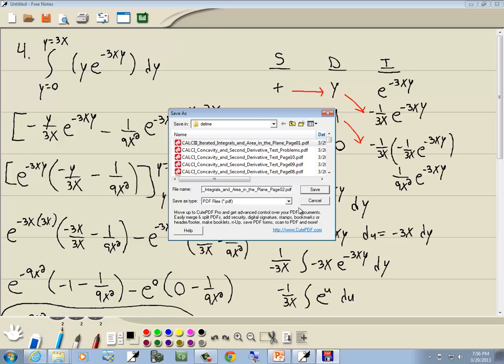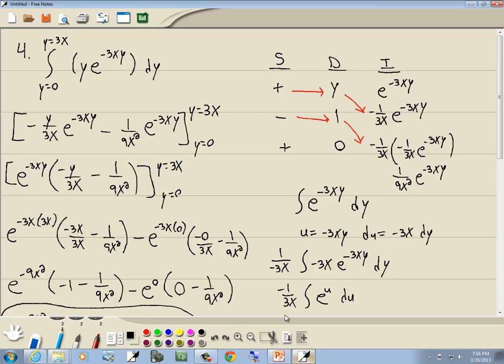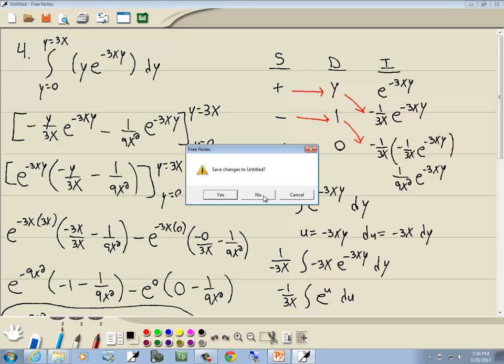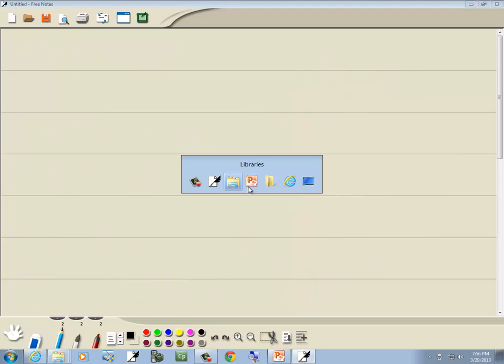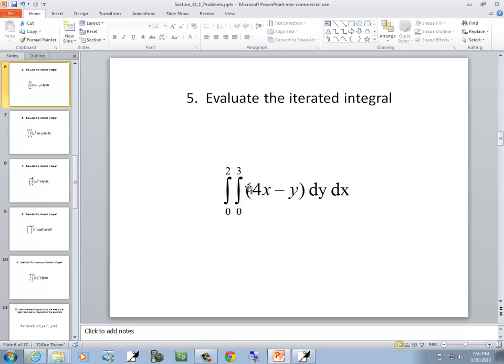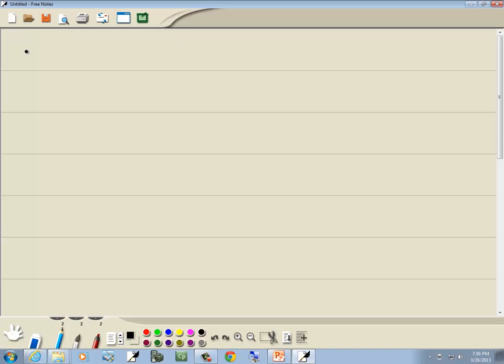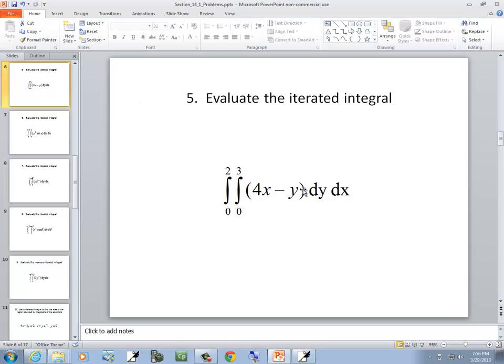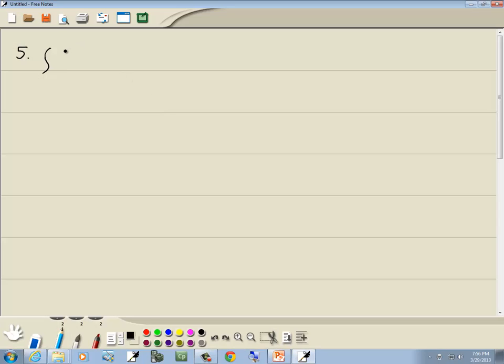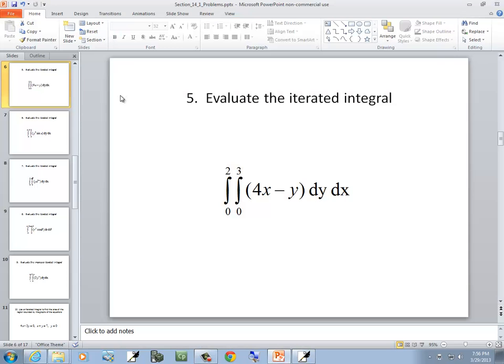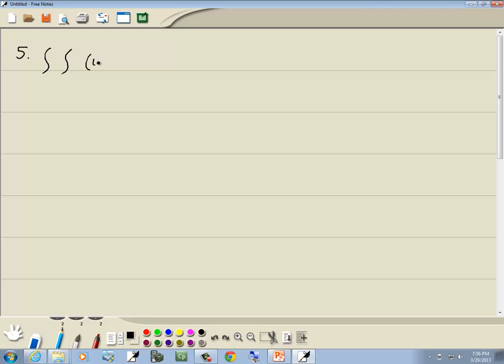There we go. And let's take a look at our next problem. This one introduces double integrals and how to do that. Okay, now leave a little bit of room here. 4x minus y, and then dy and dx.